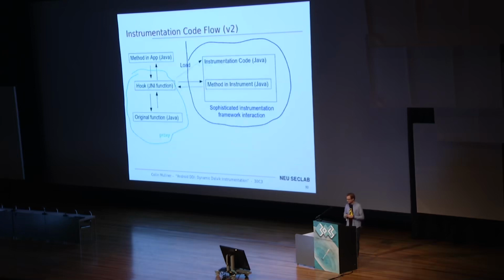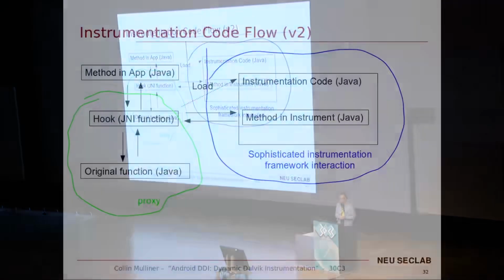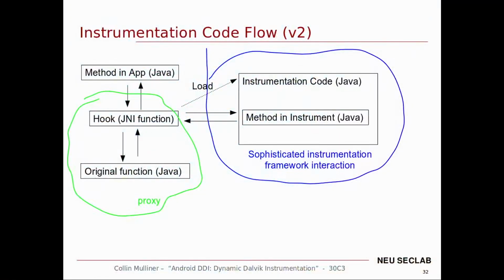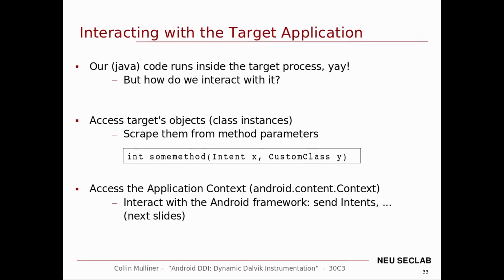And with this, we come to instrumentation code flow version 2. From the hook, we can now load a class into our target process, and then call methods written in Java that perform instrumentation or a utility for your instrumentation. So now we have code that's running inside the target application, either native code or Java code, but we really want to interact with the target application and, of course, the Android framework.